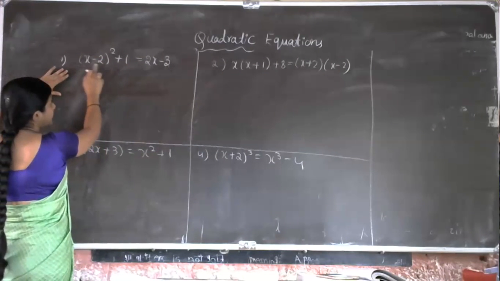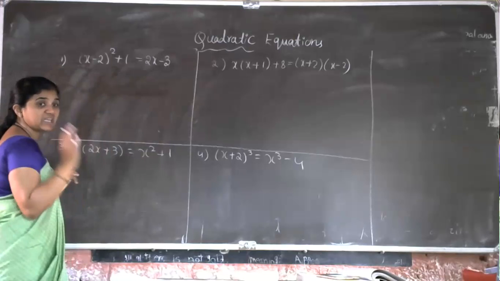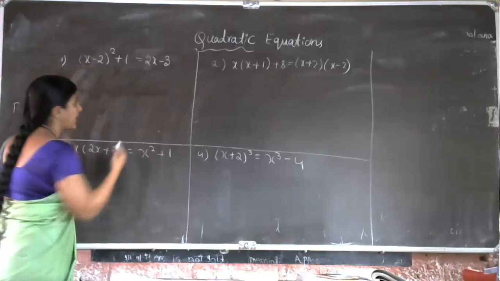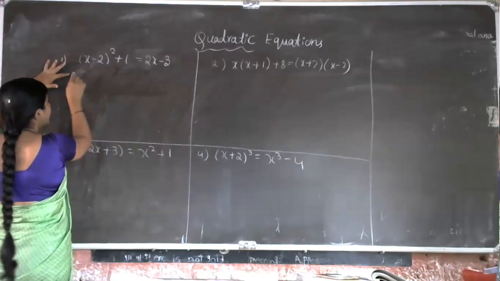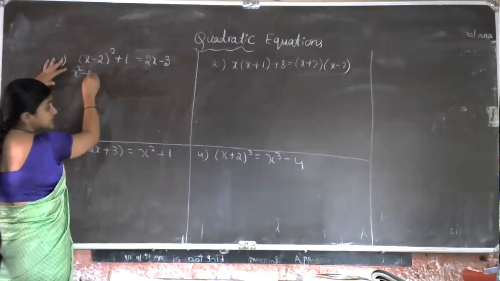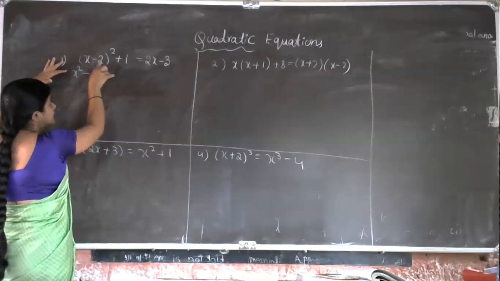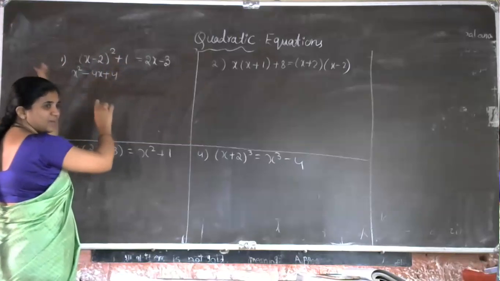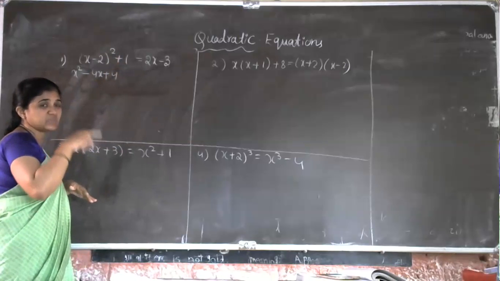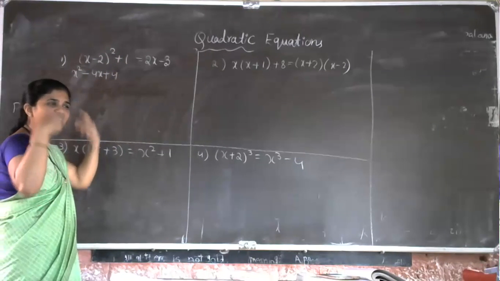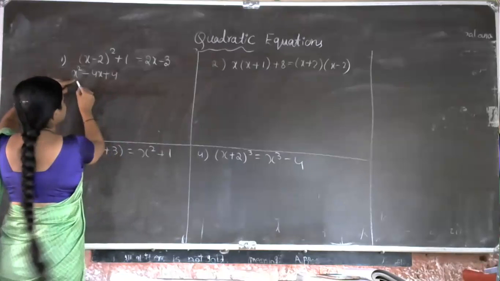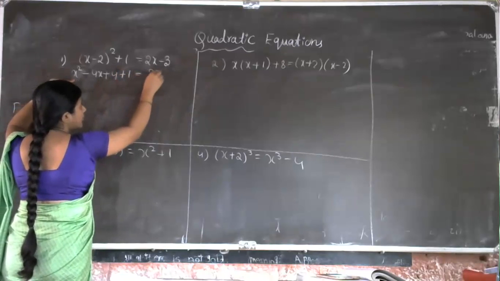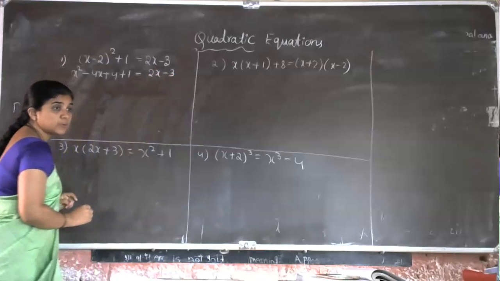Here you just observe, (x minus 2) whole square, one operation is there. We have to apply one identity. Which identity? (a minus b) whole square. That is a square minus 2ab plus b square. 2 into x into 2 is 4x, plus 2 square is 4. I am directly writing it without substituting. So x square minus 4x plus 4. Next, plus 1 is there, which is equal to 2x minus 3.